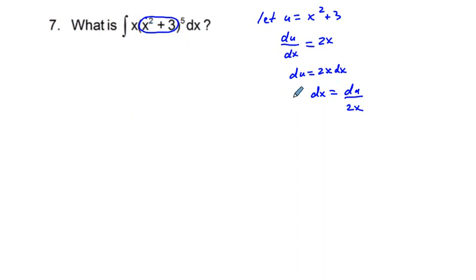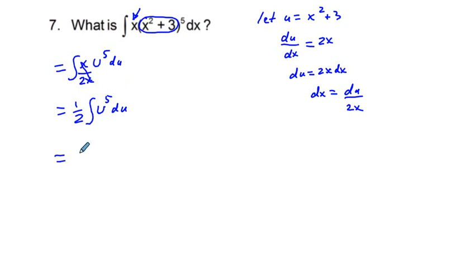And what we're going to be able to do with these substitutions is cancel this single x right here. And so we're going to show what that is. So that's going to be equal to the integral of x, and now substituting in u for this x squared plus 3, that's going to be u to the 5th power. And now substituting in for dx, du over 2x, we have a cancellation here, so that's going to be equal to 1/2 the integral of u to the 5th power du.